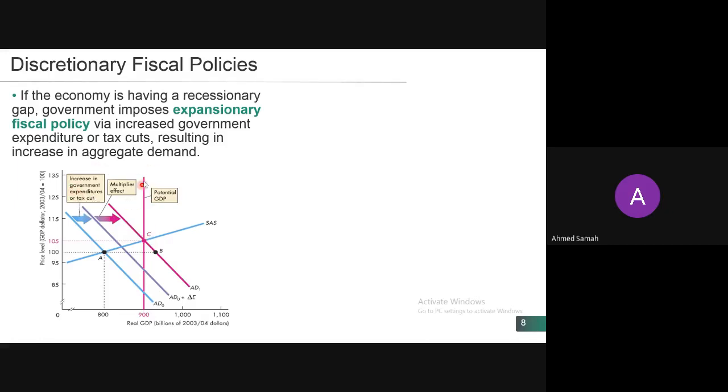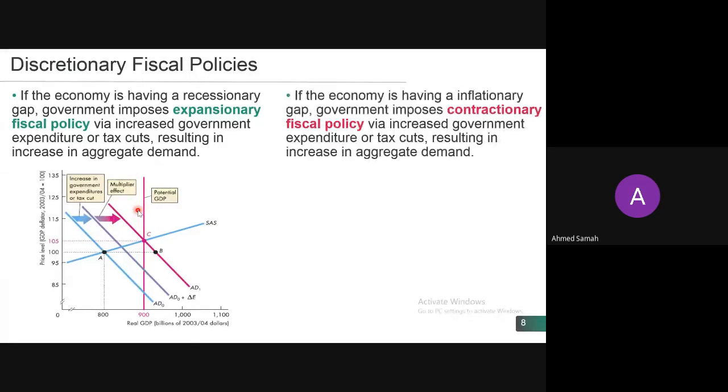So we'll talk more about the multiplier effect in the upcoming slides. Then, regarding fiscal policy and monetary policy for inflation, the government imposes a contractionary fiscal policy by decreasing their government expenditures and increasing their taxes, which will result in a decrease in the aggregate demand. So my bad about this.